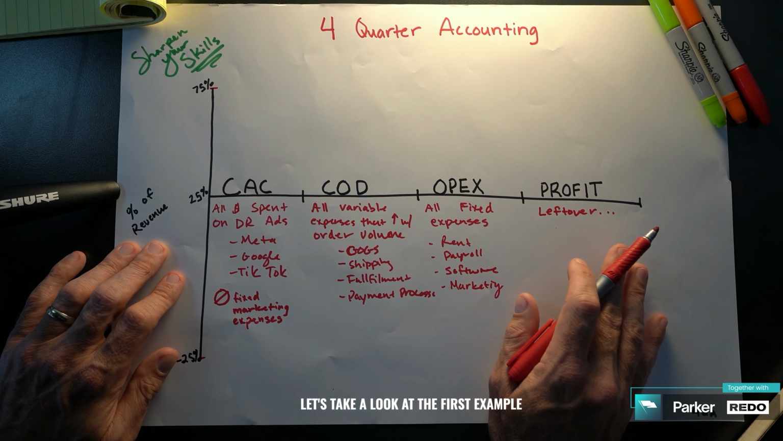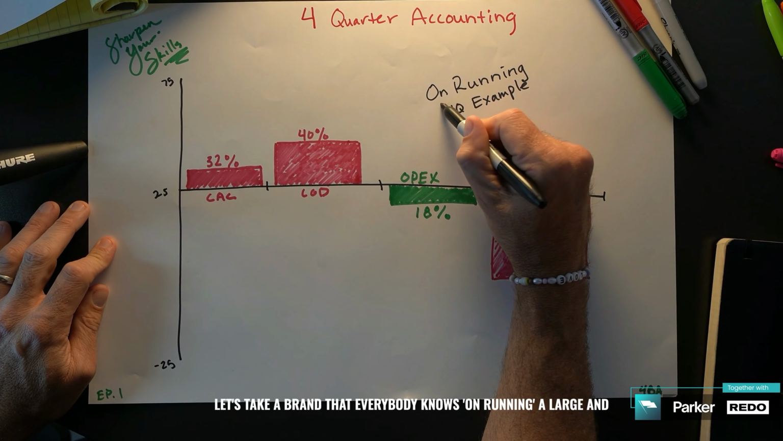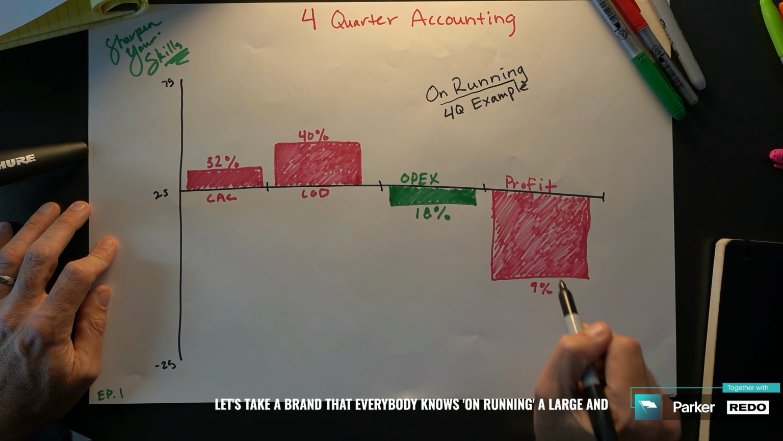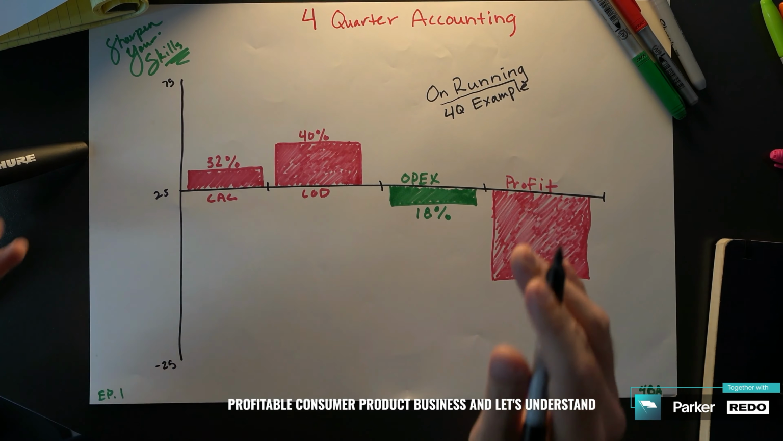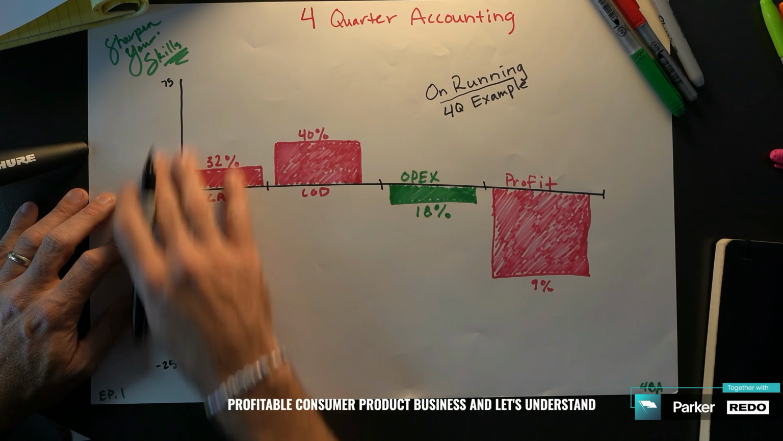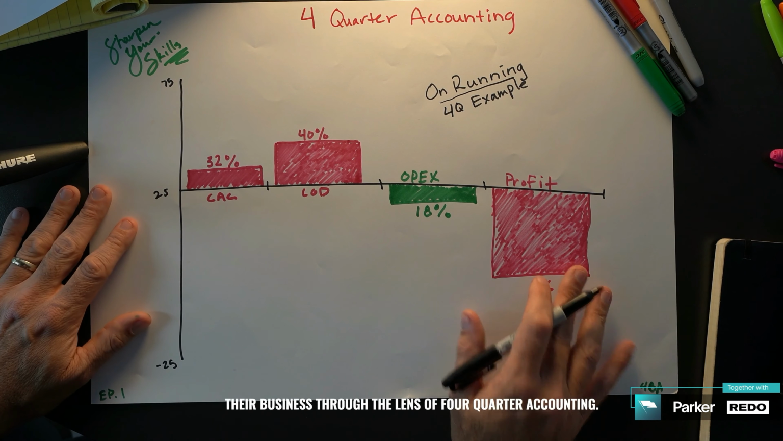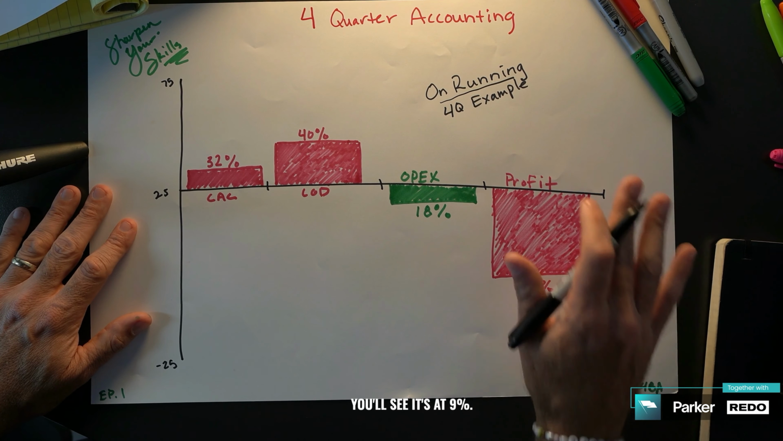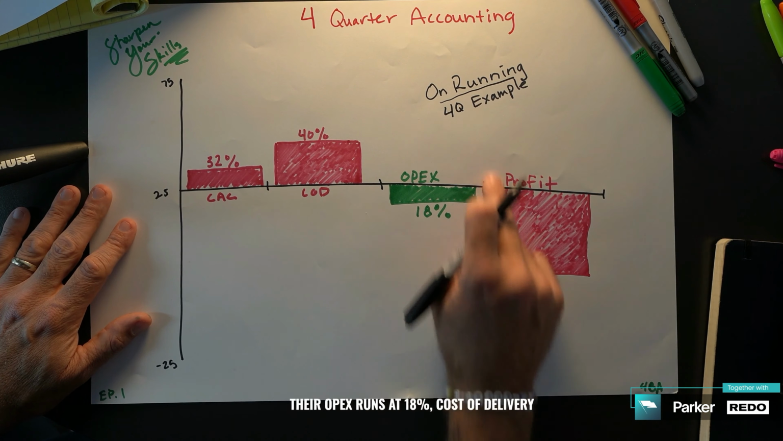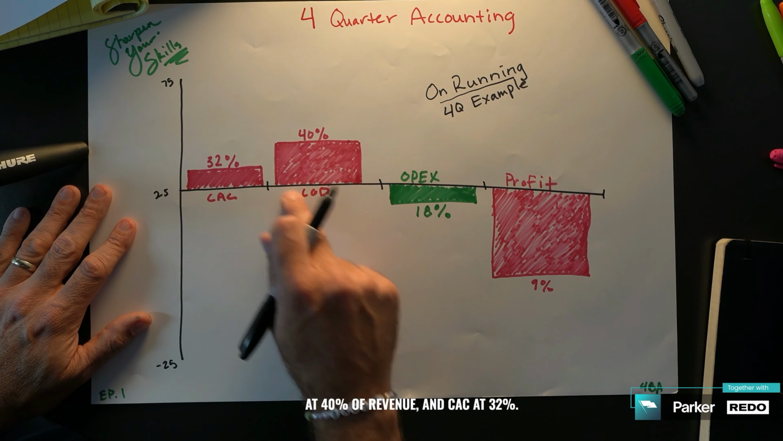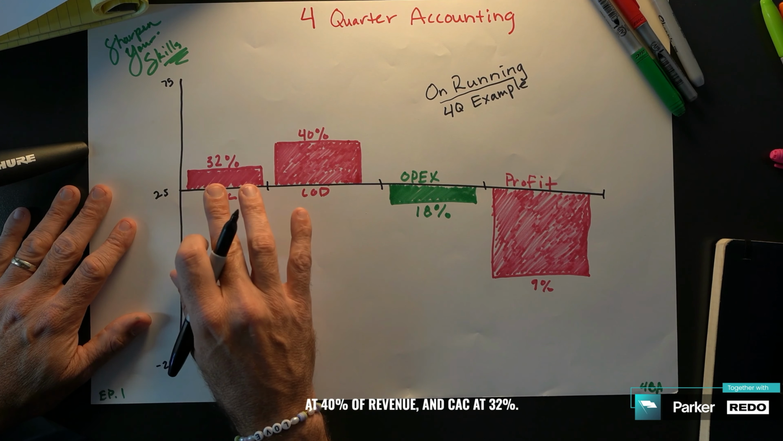Let's take a look at the first example. Let's take a brand that everybody knows, On Running, a large and profitable consumer product business. And let's understand their business through the lens of 4-quarter accounting. First, we look at profitability. You'll see it's at 9%. Their OPEX runs at 18%, cost of delivery at 40% of revenue, and CAC at 32%.